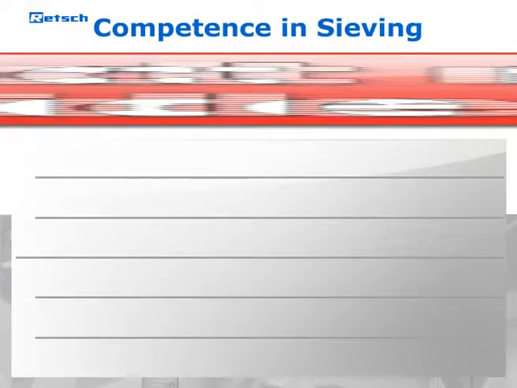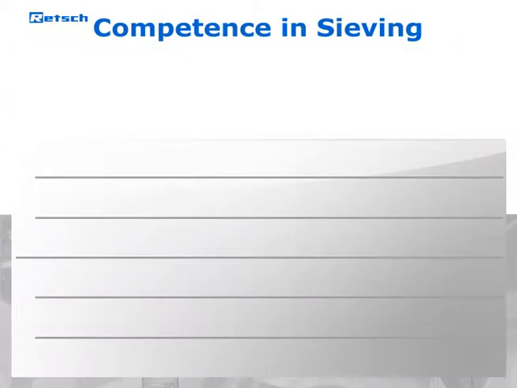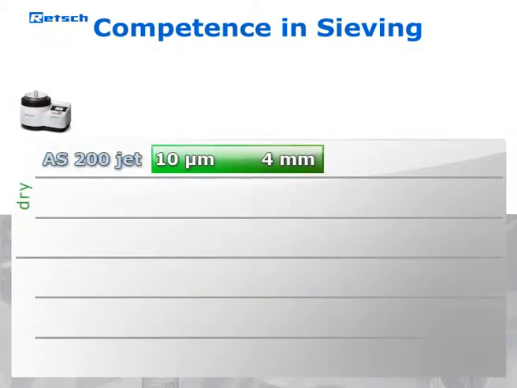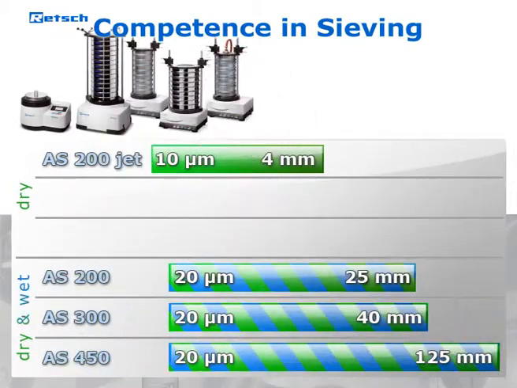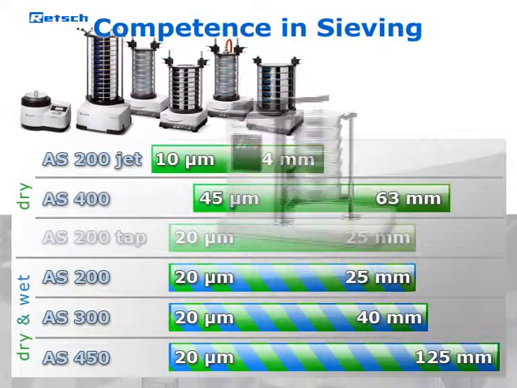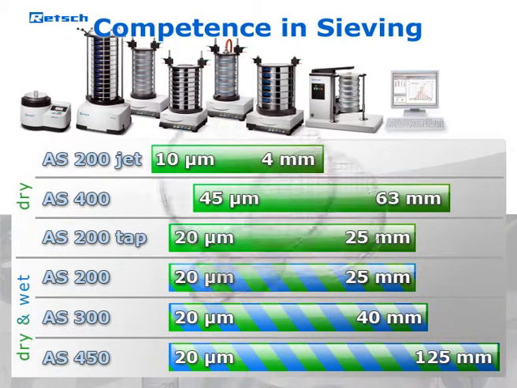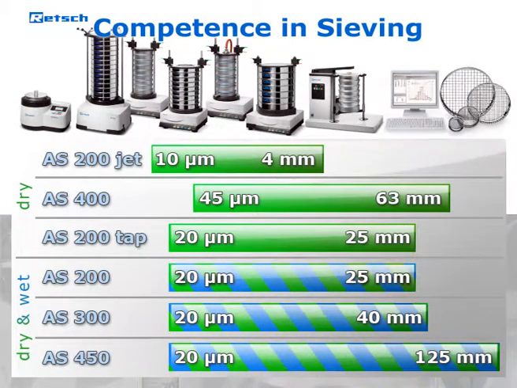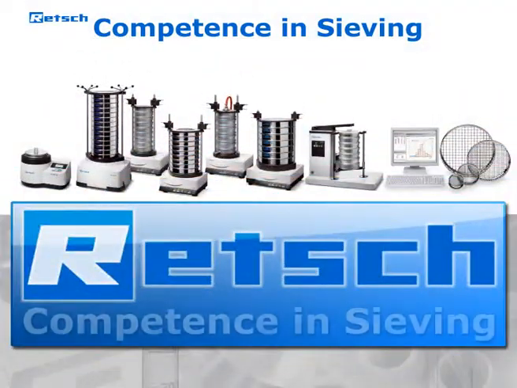As an expert for sieve analysis, Retsch offers the widest product range in this segment. In addition to the AS200 Jet, the program also includes vibratory sieve shakers for dry and wet sieving, as well as instruments for horizontal and tap sieving. The EasySieve software for the automated evaluation of the sieving results and the high-quality test sieves complete the line of products. Retsch, competence in sieving.